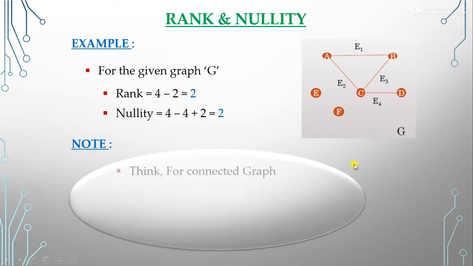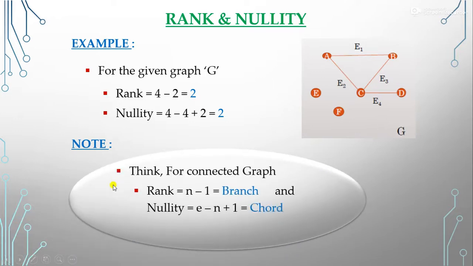Suppose we have the connected graph. In the connected graph, rank is n minus 1, because if we put k equal to 1, we get the rank for the connected graph, and this is the branch also, I told you earlier. And nullity is e minus n plus 1, and it is equal to chord. Earlier I solved it. So now we can say that the total edges is equal to rank plus nullity. Clear? It is for the connected graph only.